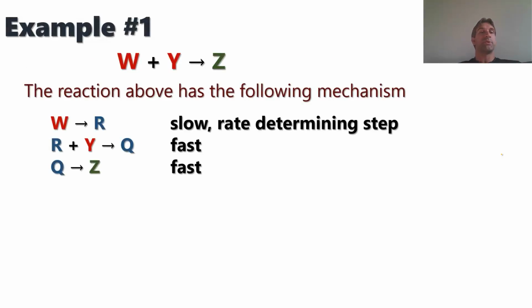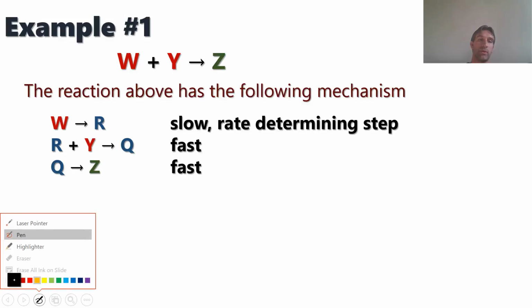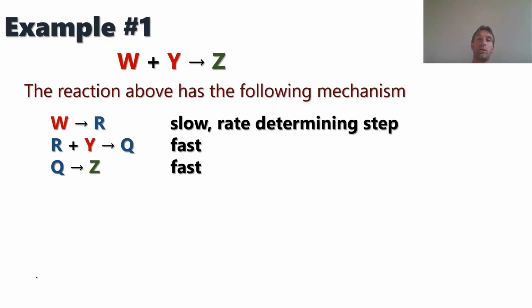In this example, we have a reaction, and it has the following mechanism. W turns into R. This is the slow rate determining step. R plus Y reacts to form Q, and this is a fast step. Then what we're looking at is Q turning into Z, and that is another fast step. The overall equation is W plus Y makes Z. So the things that I want to highlight are, once again, let's identify some of the specifics here.